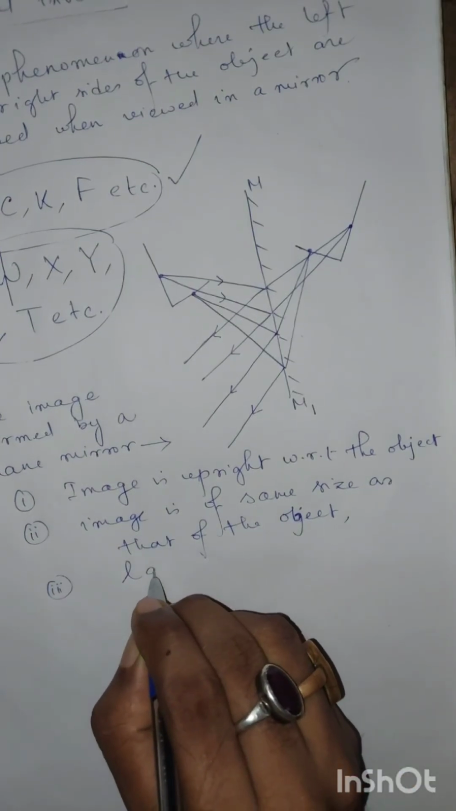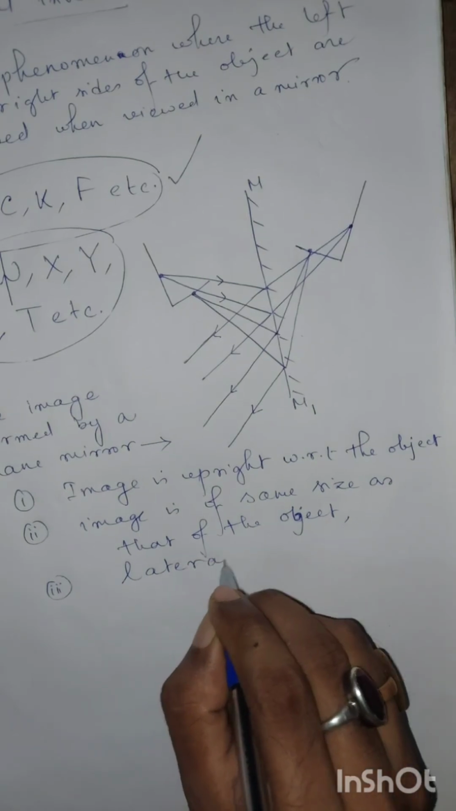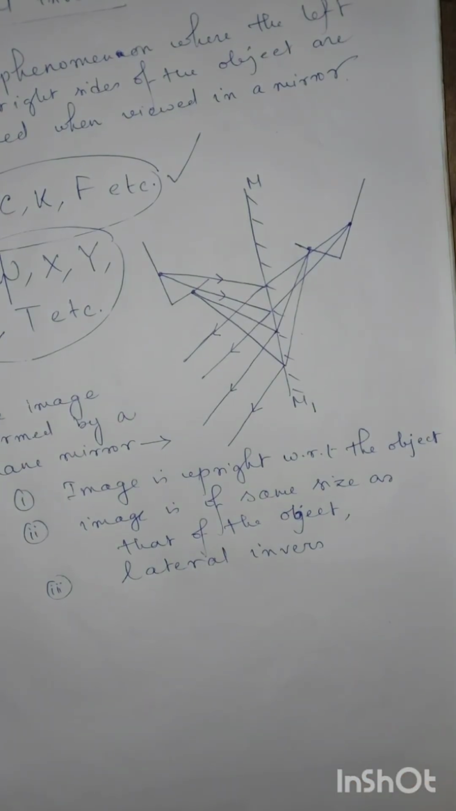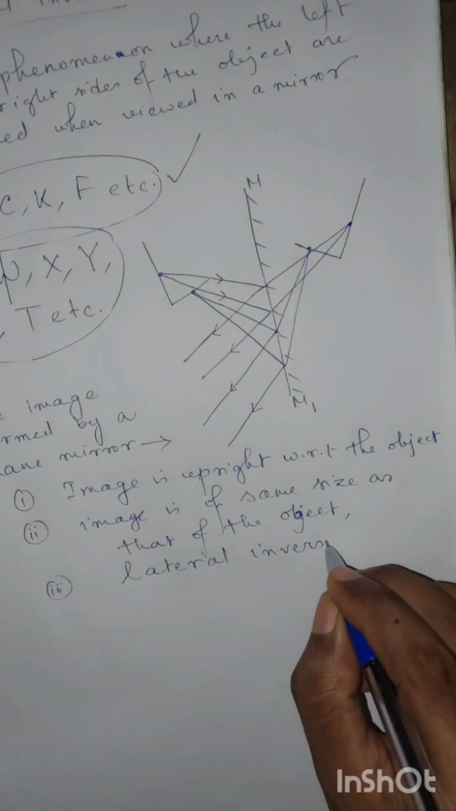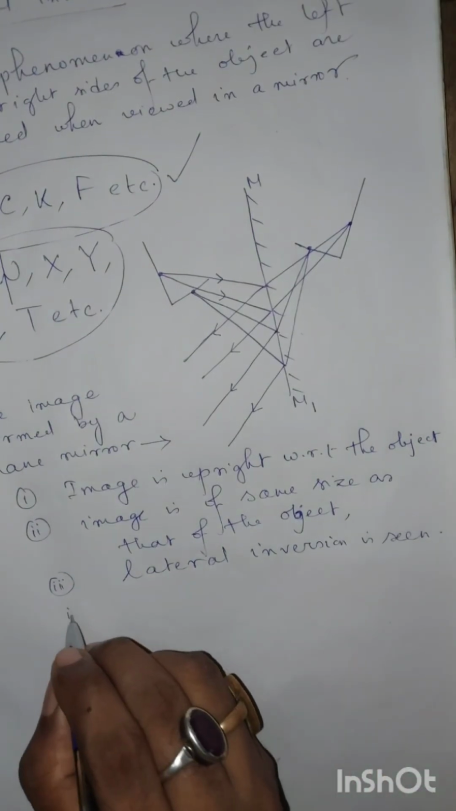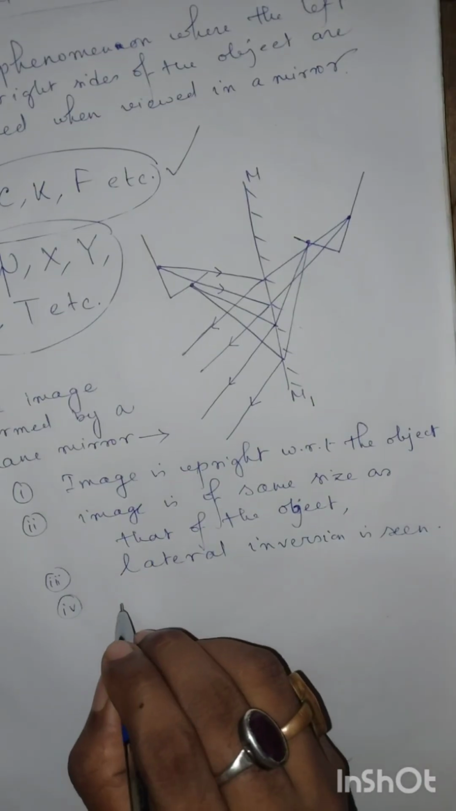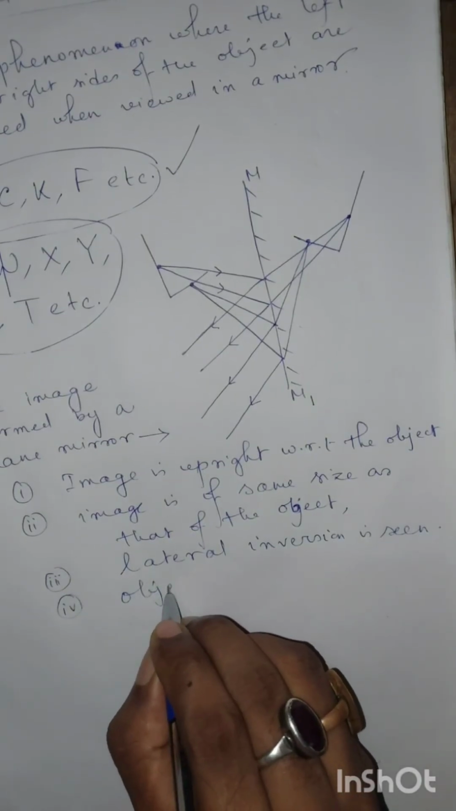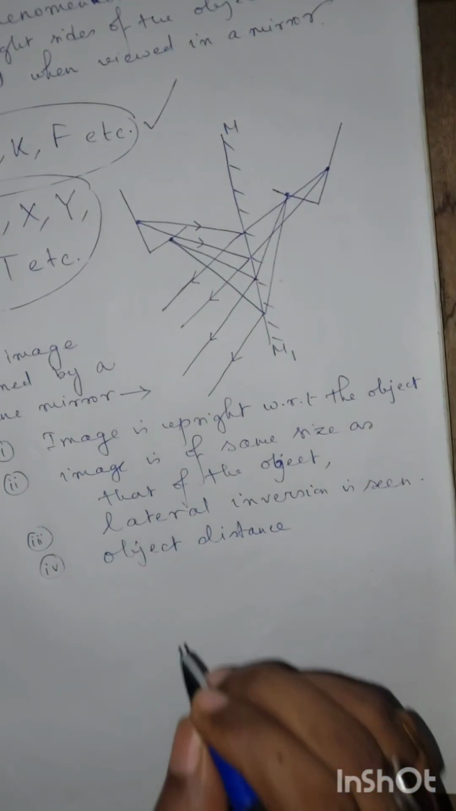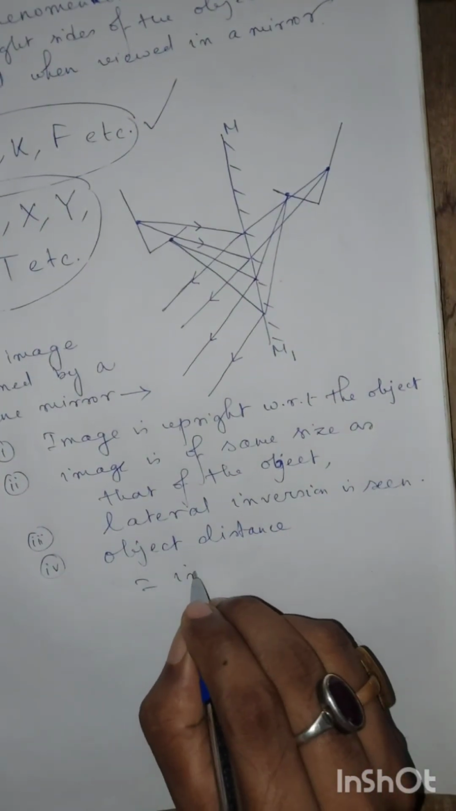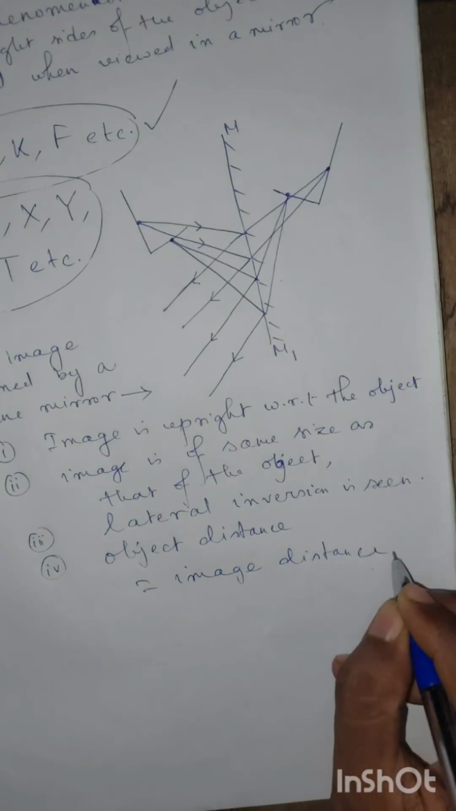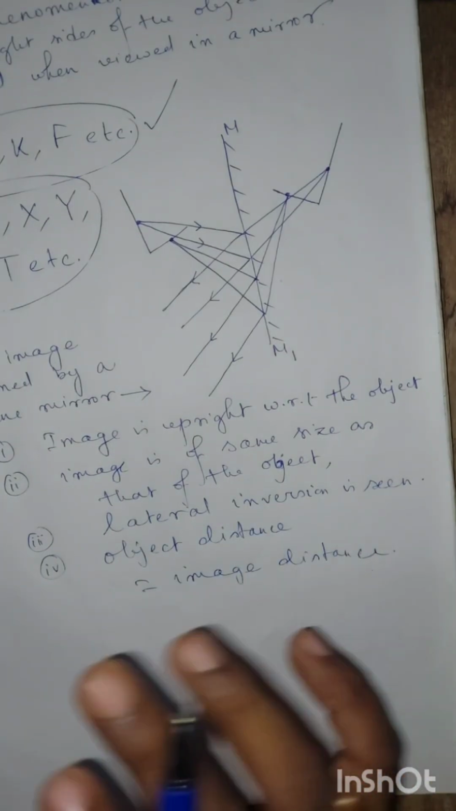Okay, lateral inversion is seen, and the object distance from the mirror is equal to the image distance from the mirror. So these properties are seen.